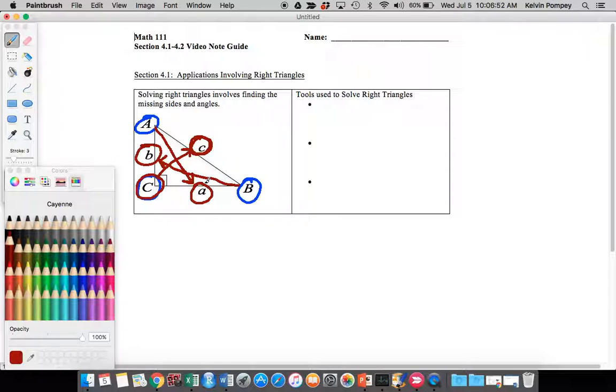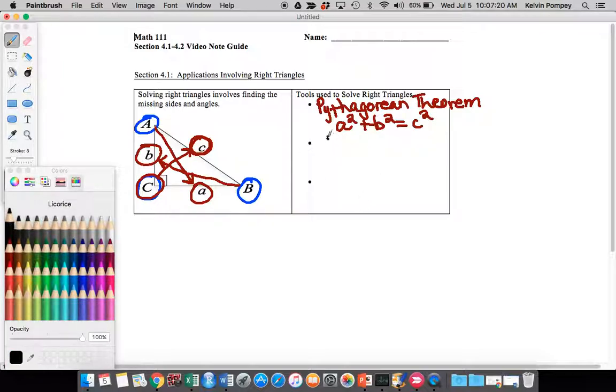So if I give you a couple of pieces of information about side lengths or angles of a triangle, can you find the rest of the side lengths and angles, right? And the tools that can help us do that are, well, one, our Pythagorean theorem. If I look at that right triangle that we have there, a squared plus b squared equals c squared. So if I know two of my side lengths, I can find the other side length using that theorem there.